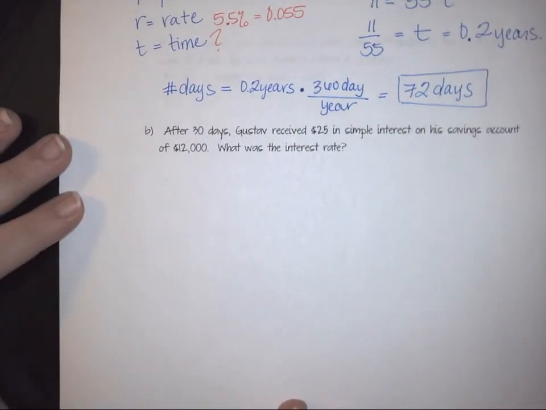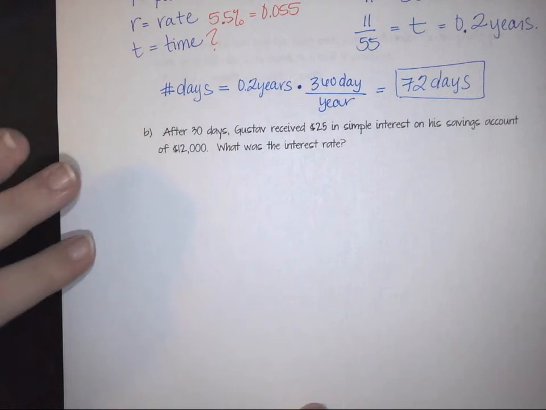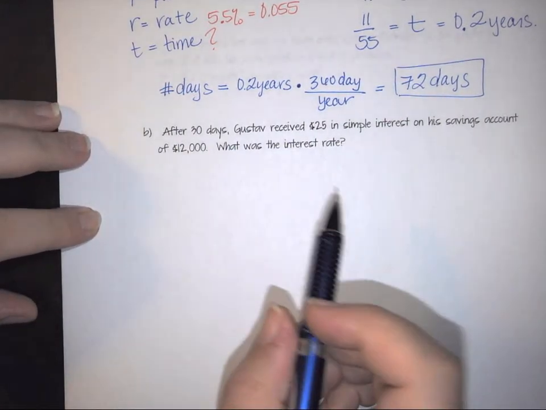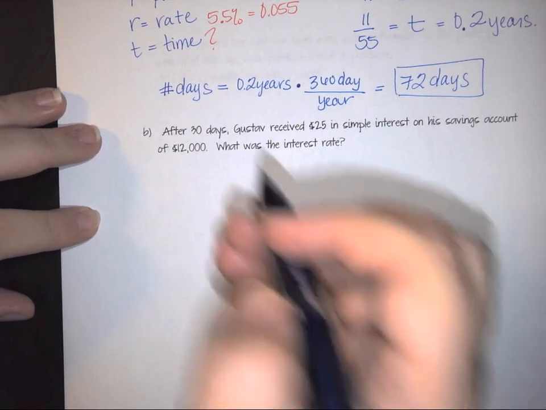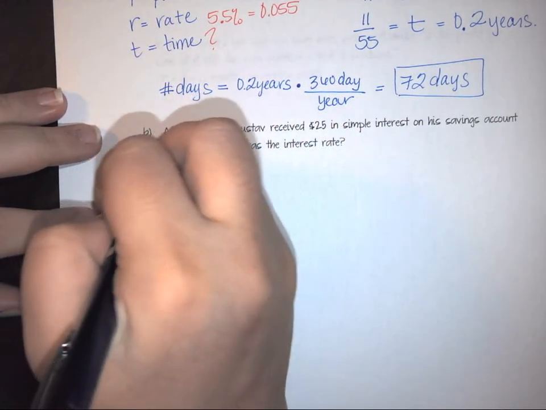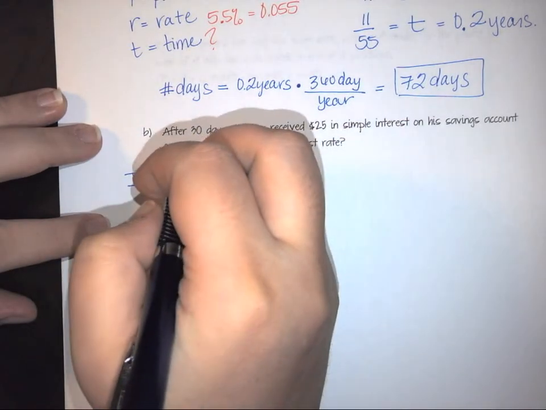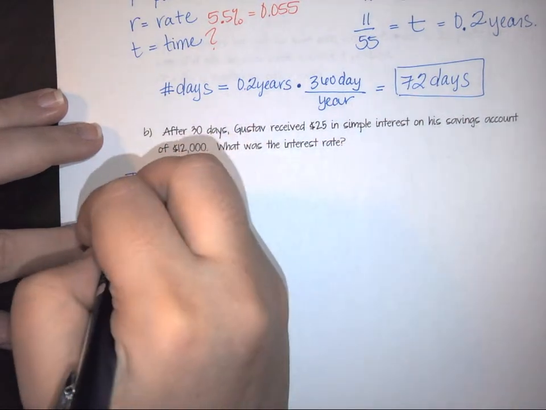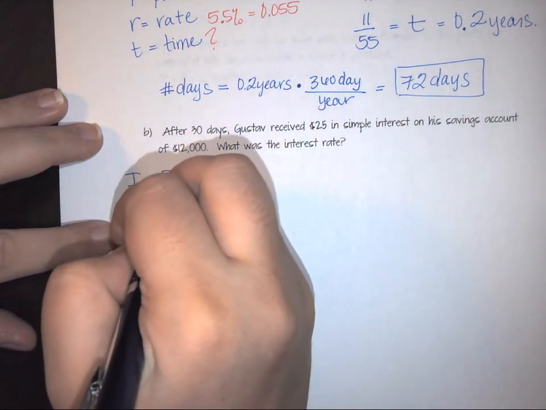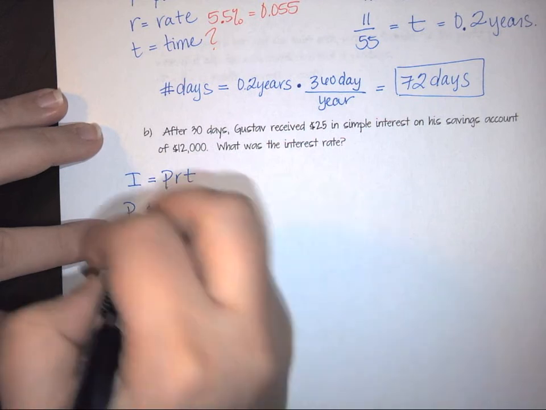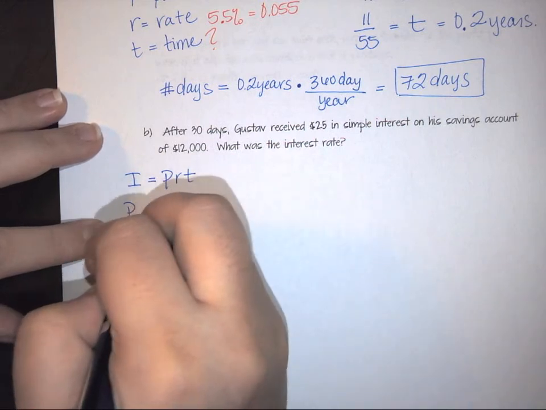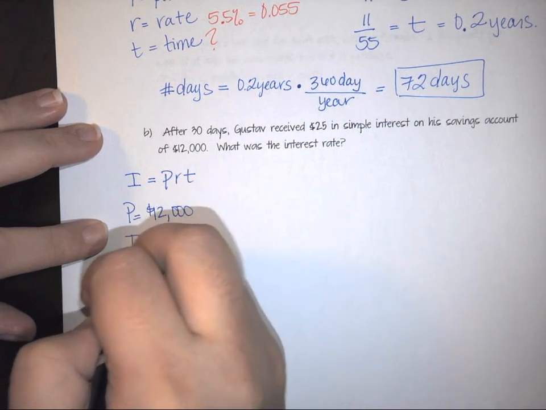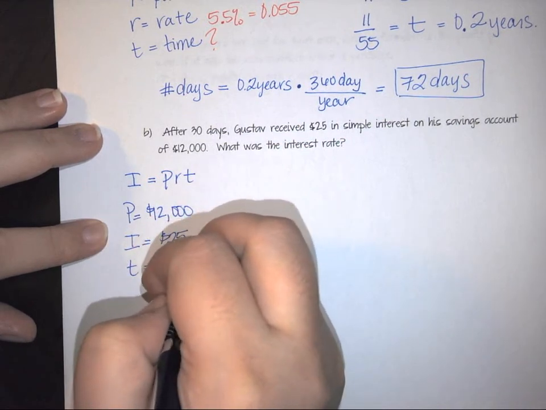Now the second one says, after 30 days, Gustav receives $25 in simple interest on his savings account of $12,000. What was his interest rate? So here we know I is interest, and we know it equals PRT. In this case, we know the P is going to be the 12,000. We know the interest was $25, and we know the time is going to be 30 days.